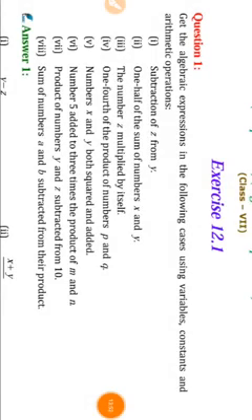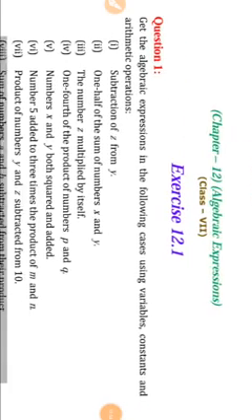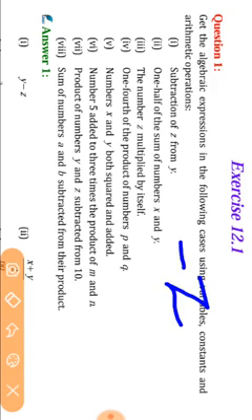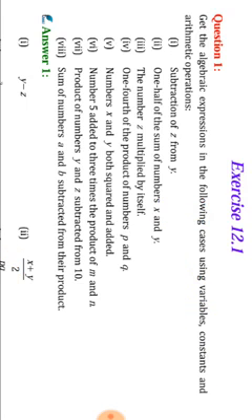Okay. So this is all about the introduction or a brief explanation of algebraic expressions. We can go for the exercise now. Go for exercise 12.1 of algebraic expressions. Get the algebraic expressions in the following cases using variable and constant and arithmetic operation. Arithmetic operation means addition, subtraction, multiplication and division. All this you have studied in previous classes. Just now I have revised it. So subtraction of z from y. So y minus z is your algebraic expression for the first answer. So this is how you have to find it. Then 1/2. 1/2 means it is half.